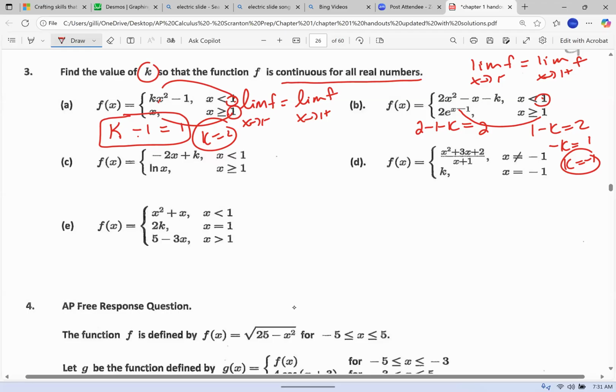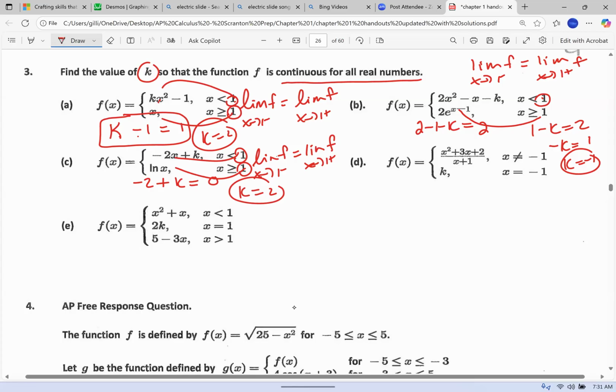Down here, I'm going to, again, establish the limit from the left of 1 as a limit, and the limit from the right of 1. And now I can just substitute that in, -2 plus k, and the natural log of 1 is 0, and k equals 2 there.